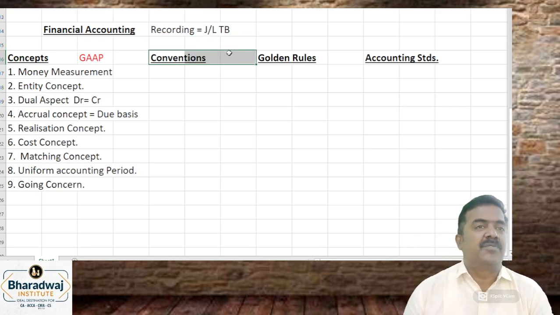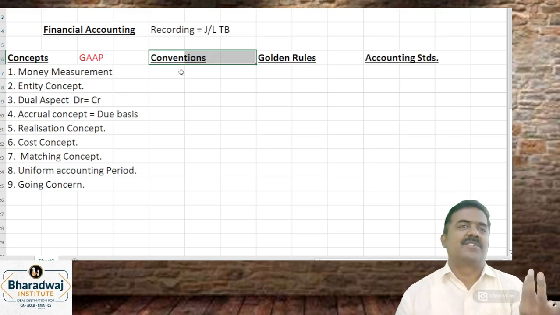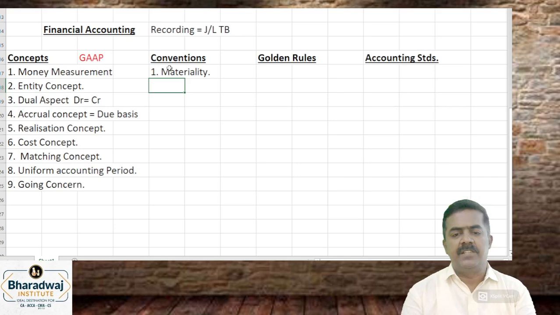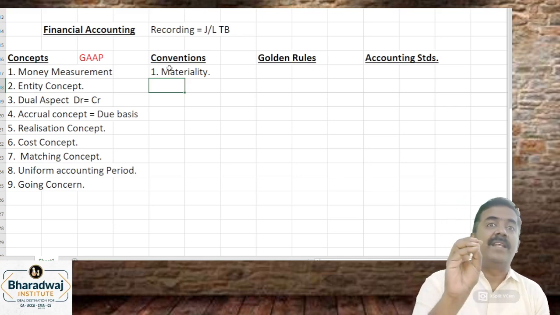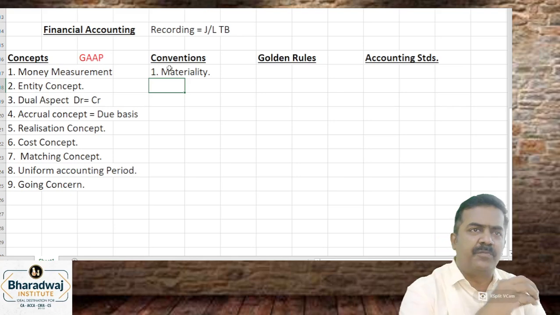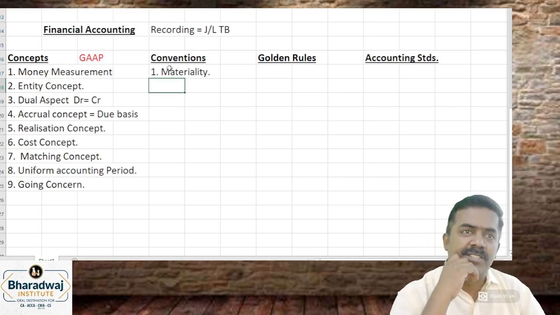Conventions are suggested for what? Goodness. Whose goodness? Your goodness. If you don't follow, who will suffer? You will suffer. What are the conventions? One is materiality. Materiality means provide all material information to your stakeholders. Important information, you should inform your partners and your stakeholders.